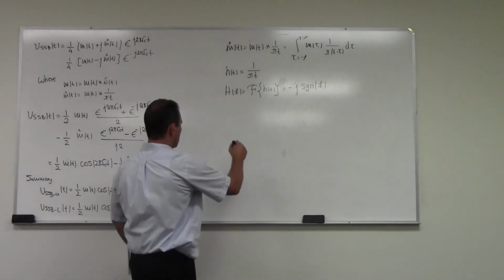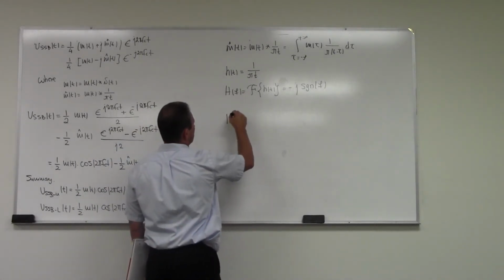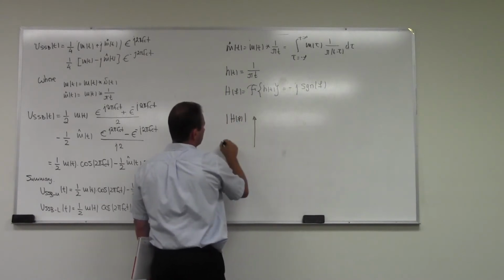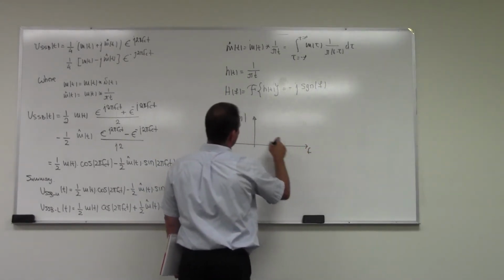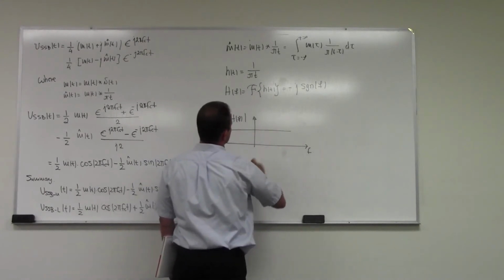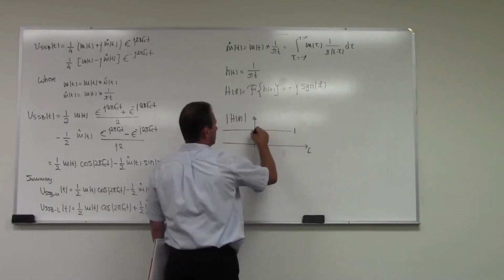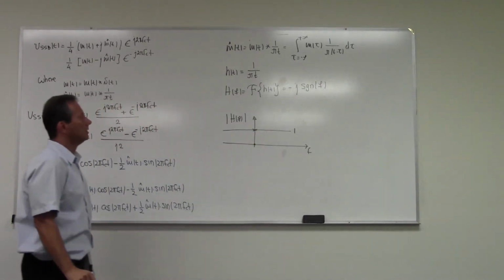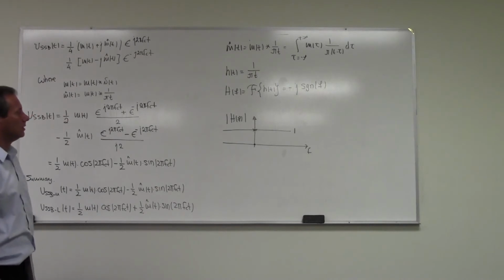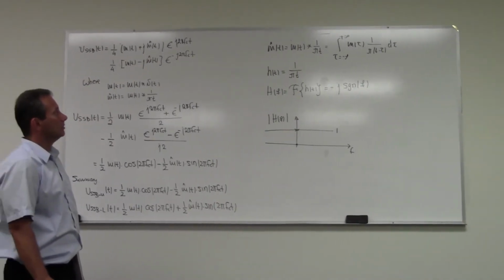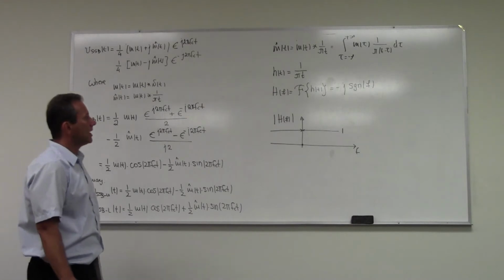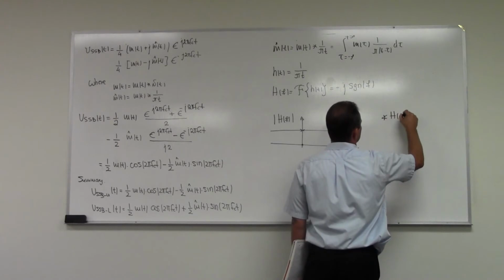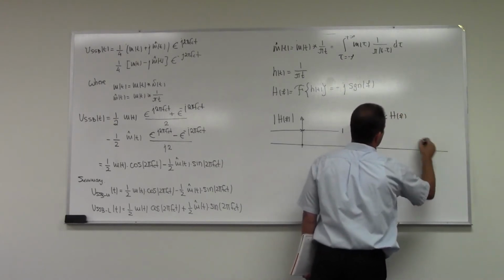So how does this look? Well, if you look at the magnitude of H of f, it looks like this. It's 1. Possibly at this point here it's 0, but the DC component is really not relevant. No signals we allow have DC components. So that's the magnitude response. The phase response of this filter is going to look like this.